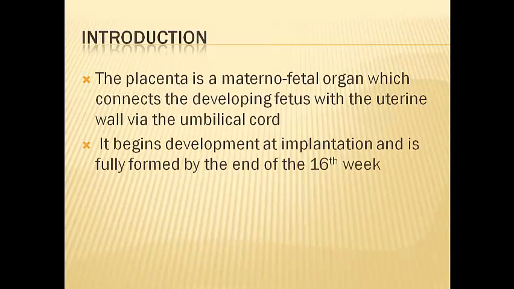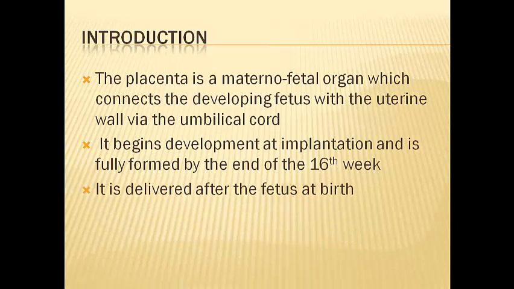The thing to keep in mind is that it begins development at implantation. So as soon as implantation takes place, that's when the placenta starts developing. It doesn't necessarily take on, obviously, its full structure until a certain period of time has passed, but it begins developing as soon as implantation takes place. And it is fully formed by the end of the 16th week, so roughly 4 months of development. The placenta is delivered after the fetus at birth. This is, of course, assuming that it is in the normal position.